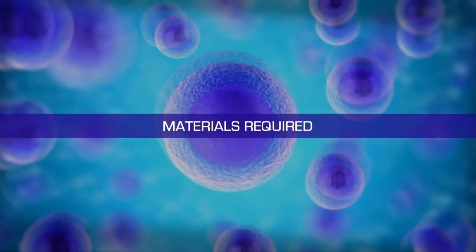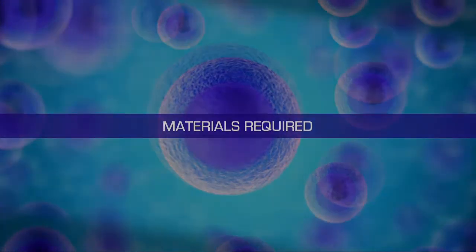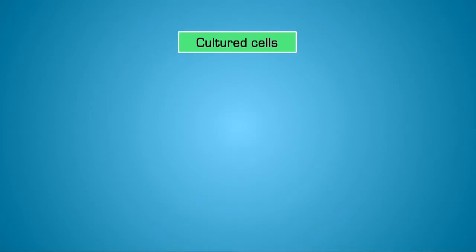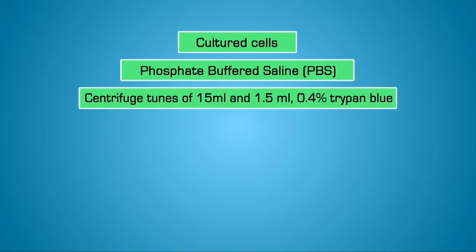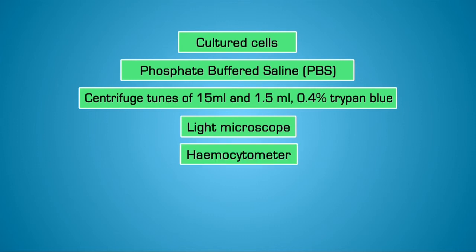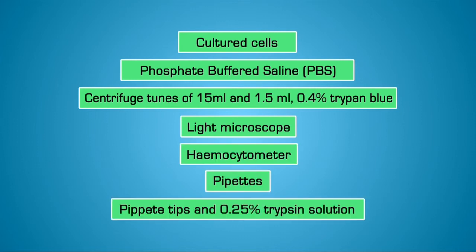In materials required, we will be requiring cultured cells, phosphate buffered saline, centrifuge tubes of 15 ml and 1.5 ml, 0.4% trypan blue, light microscope, hemocytometer, pipettes, pipette tips, and 0.25% trypsin solution.